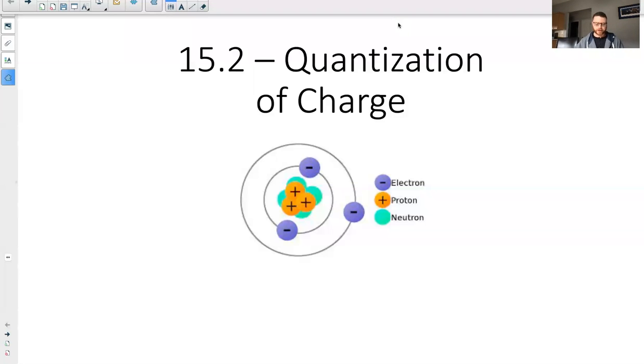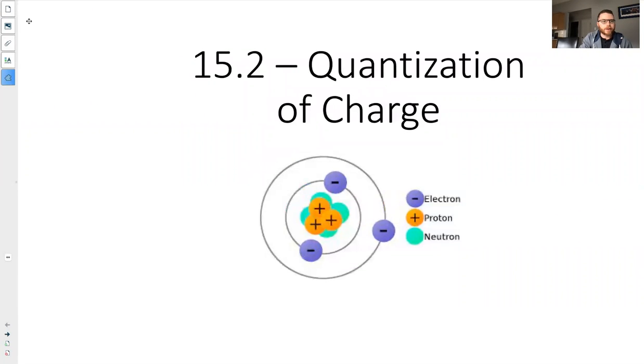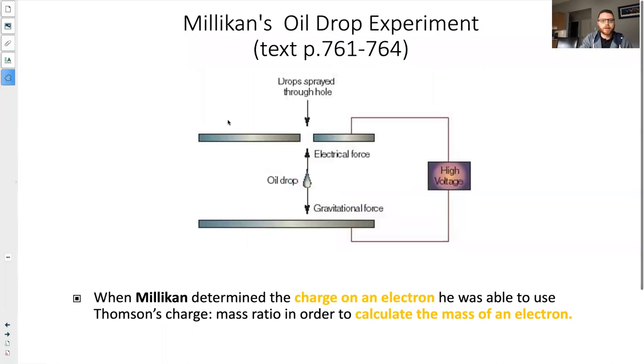All right, so for this video lesson, we're going to be doing quantization of charge. We already talked about Millikan's oil drop experiment back in Unit B. What he did was spray oil droplets into a central oil canister, and he applied an electric field in there as well.